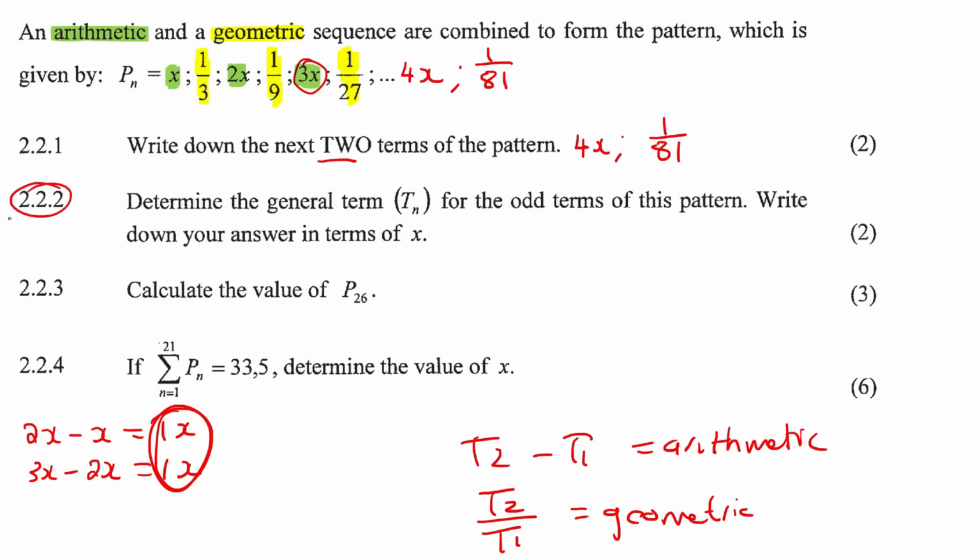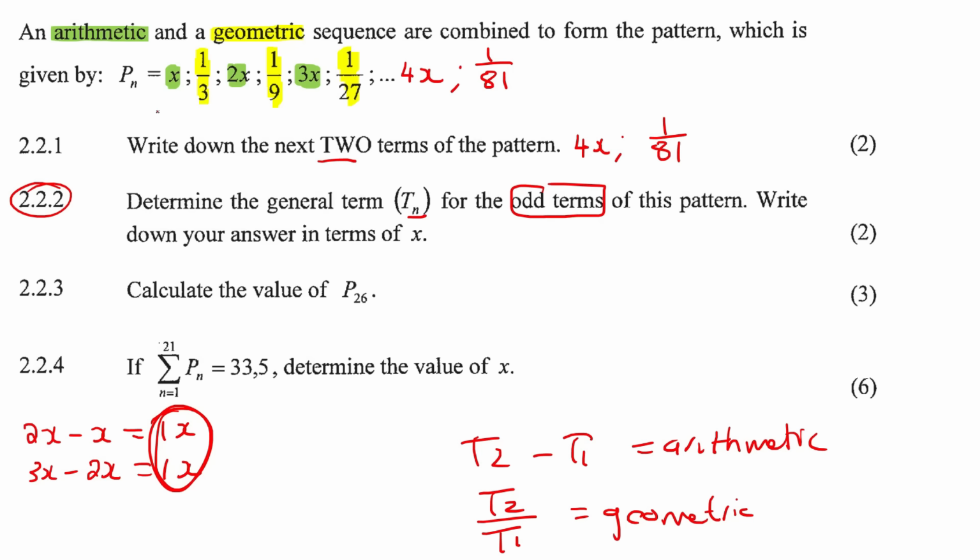This question says, determine the general term Tn for the odd terms. Now this is where I've had questions about this in the past. A few months ago I had a learner ask me about this paper, and I hadn't recorded the paper, obviously. I'm only recording this paper now. But they were getting very confused with odd terms. They were looking for all the odd numbers. But no, they said the odd terms.